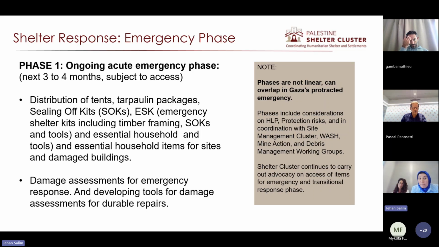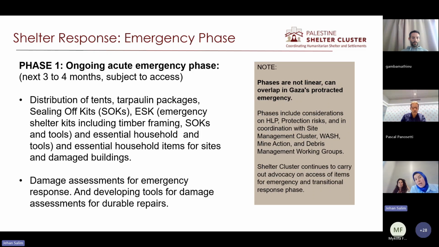Then we do have also the damage assessment under this phase. But we are also taking into consideration all the cross-cutting issues on HLP, protection, and we are coordinating with the rest of the clusters, for example WASH and the site management cluster, just for everyone to know. We are calling it site management cluster, which is basically the CCCM, because in this context the term is very political. That's why we shifted the names. So then we do also deal with debris management and the debris management working group.